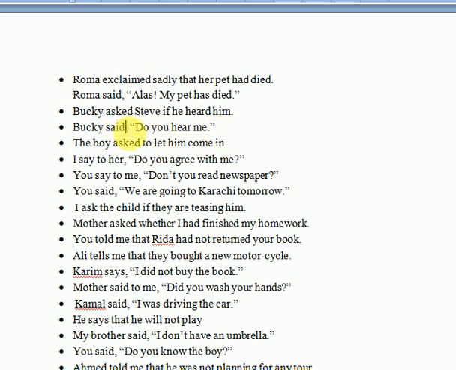Baki asked, but Baki said to Steve, yes. Baki said to Steve, do you hear me? We have been given the object here. So definitely if this goes according to the object, it means that would change into the second person, because second person goes according to the object. So here we would place you, because you is the most appropriate pronoun here. Do you hear me? Sorry, I have not placed question mark here.